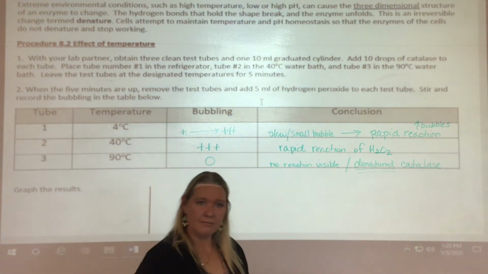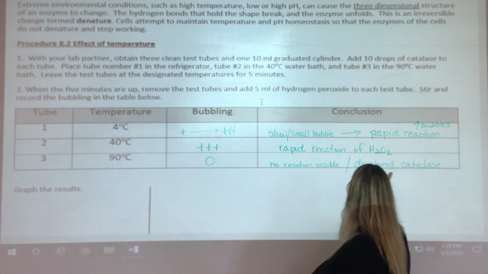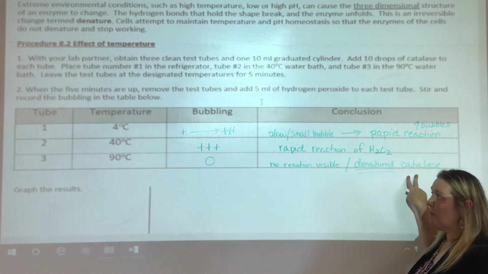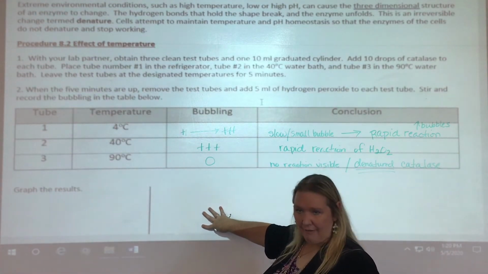Denatured, we cooked it, right? Like cooking an egg, okay? We broke down the structure of this enzyme by heating it up. So the next part says draw a graph.